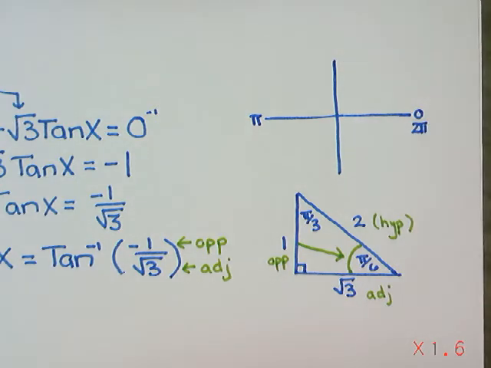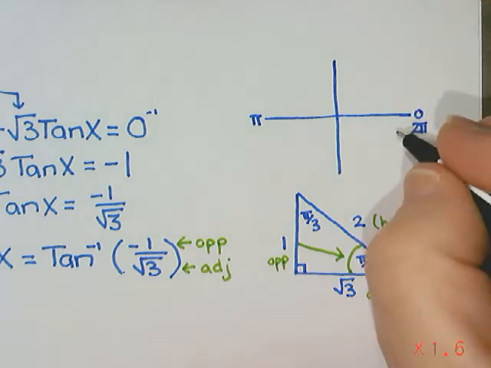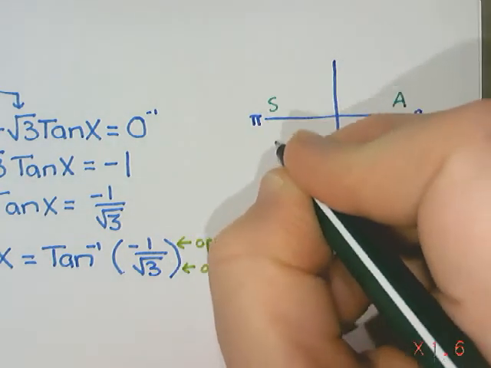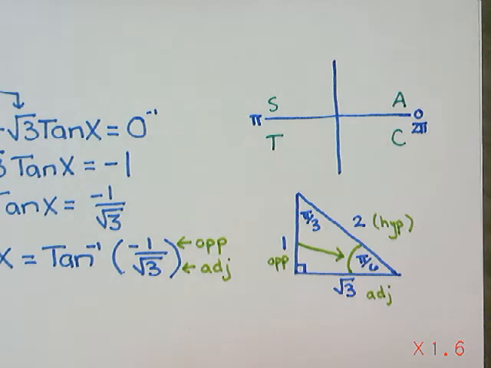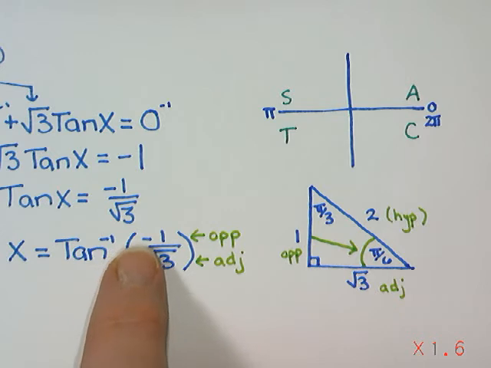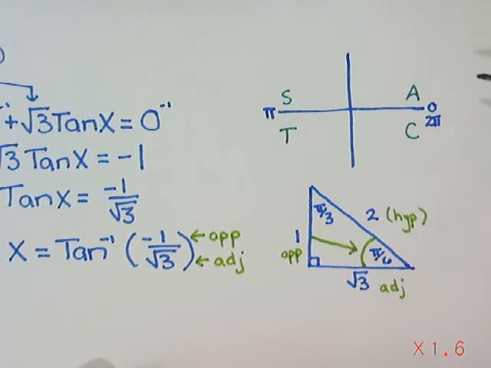So my CAST rule starts in quadrant number 4 and goes C, A, S, T, and the CAST rule tells me which ratio is positive in which quadrant. I know that my tan is negative. It is negative 1 over root 3. So I want to think about, where is tan negative? Is tan negative in quadrant number 1? Nope, they're all positive in quadrant number 1.